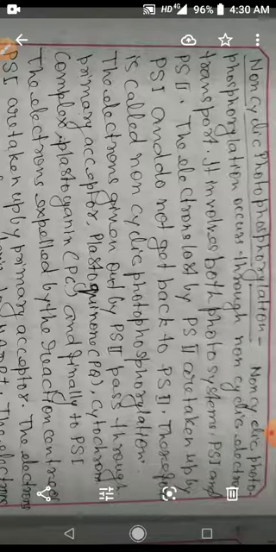Non-cyclic photophosphorylation. This photophosphorylation occurs through non-cyclic electron transport. It involves both photosystem 1 and photosystem 2. Both photosystems are involved in non-cyclic photophosphorylation.